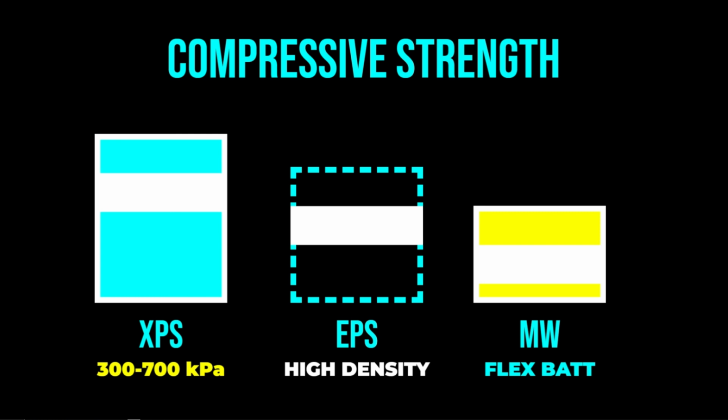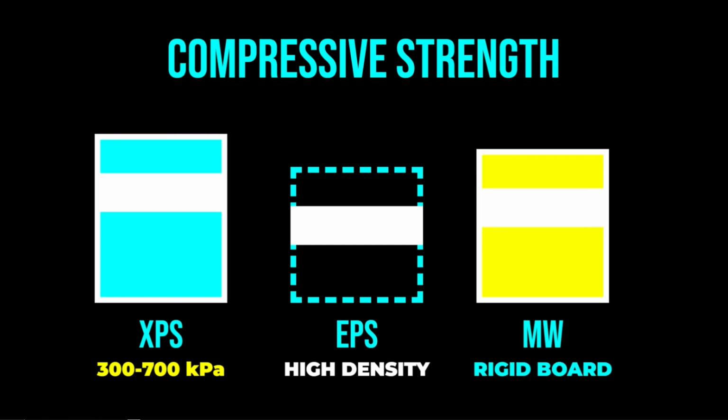XPS is categorized by its ability to withstand high pressure, with grades often rated at 300, 500, or even 700 kilopascals at 10% deformation. This allows it to be placed under concrete floor slabs or in heavy-duty parking decks. EPS also offers load-bearing variants, but generally requires higher densities to match the performance of XPS.